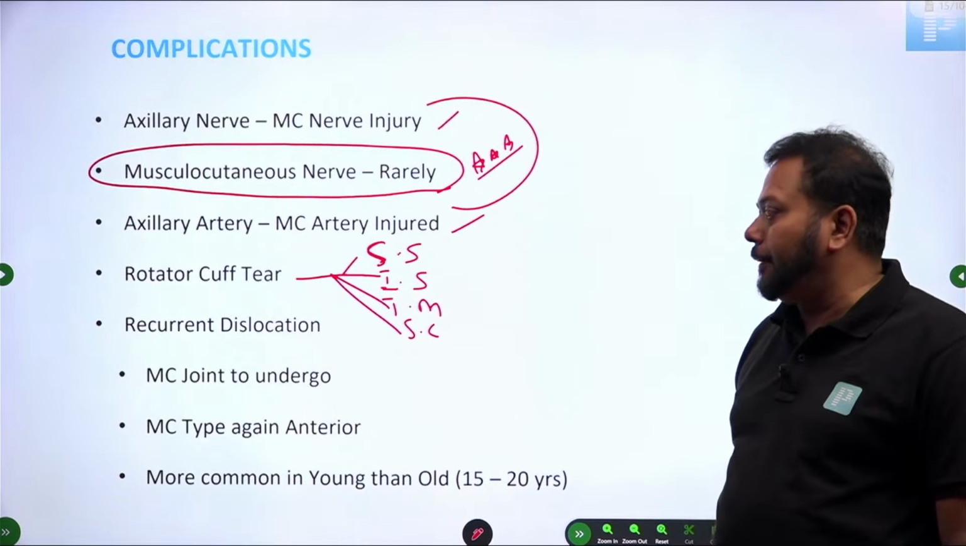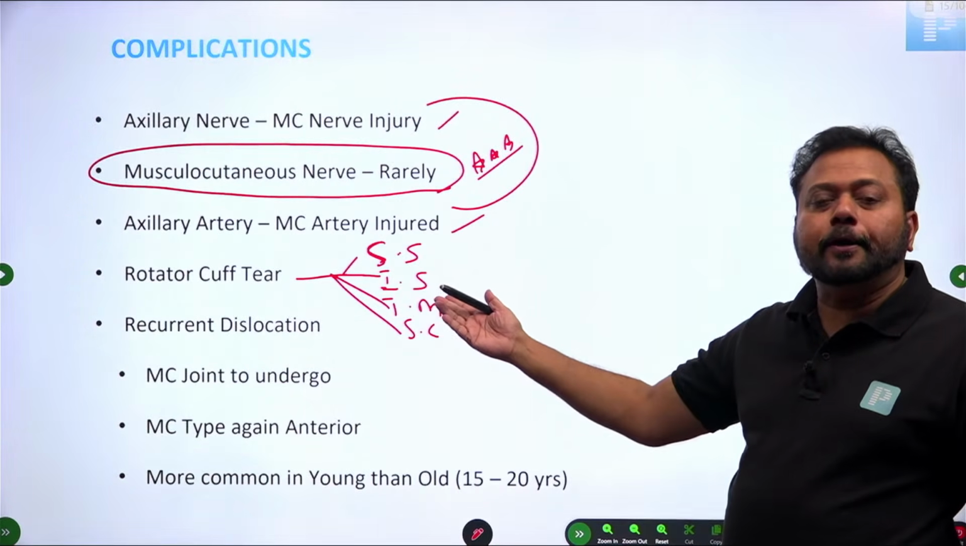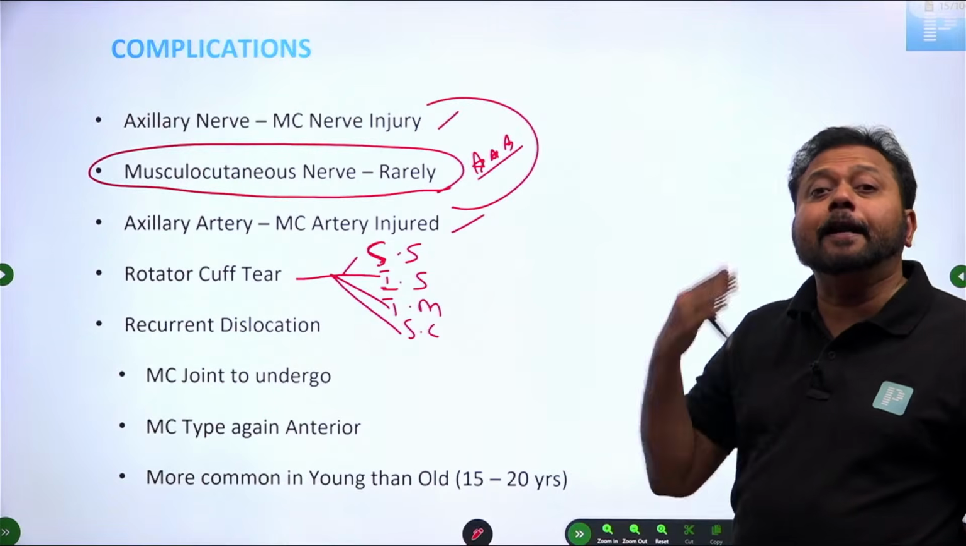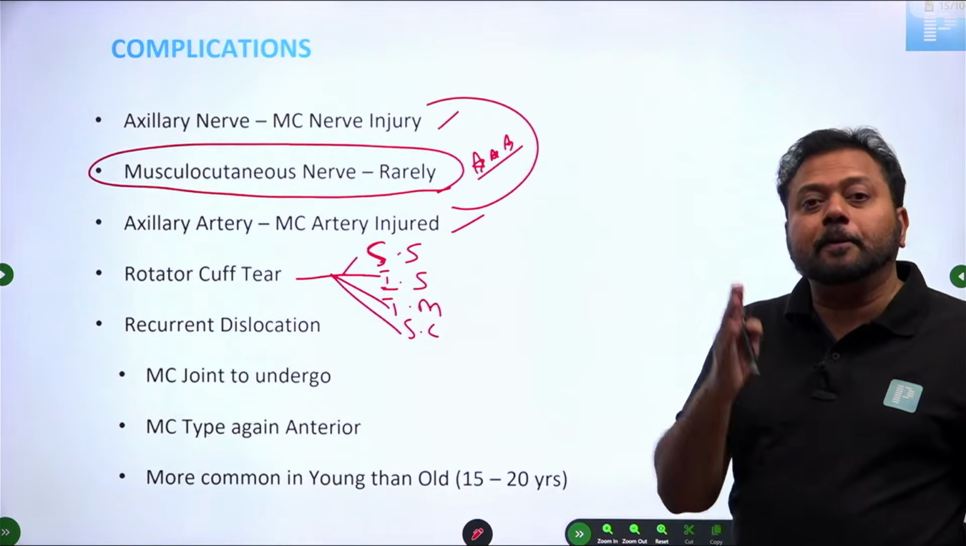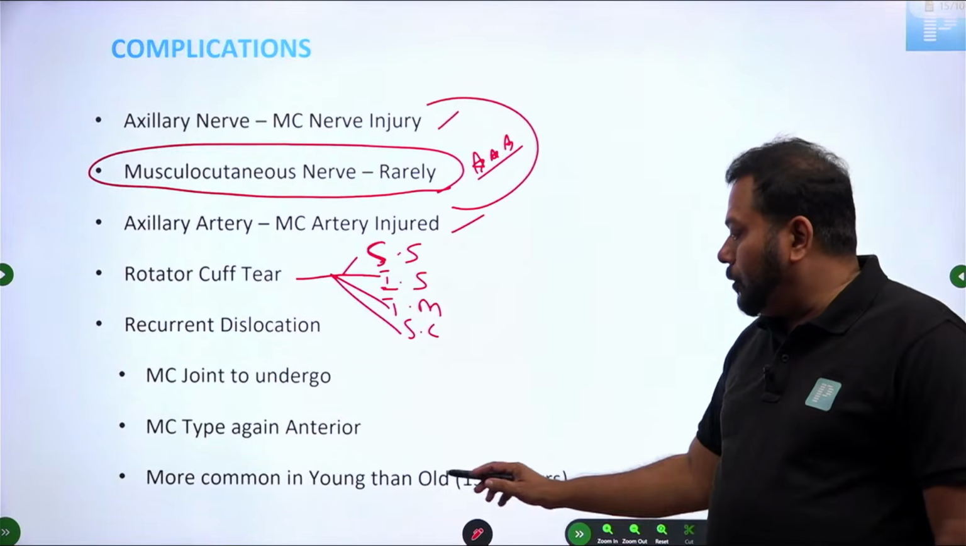Supraspinatus, infraspinatus, teres minor, subscapularis. Tear can happen. Recurrent dislocation is a troublesome complication. I told you recurrent dislocation is more common when the patient is having an unhappy triad. That is Bankart's plus Hill-Sachs plus Hegel deformity. Right? Again, more common in right.